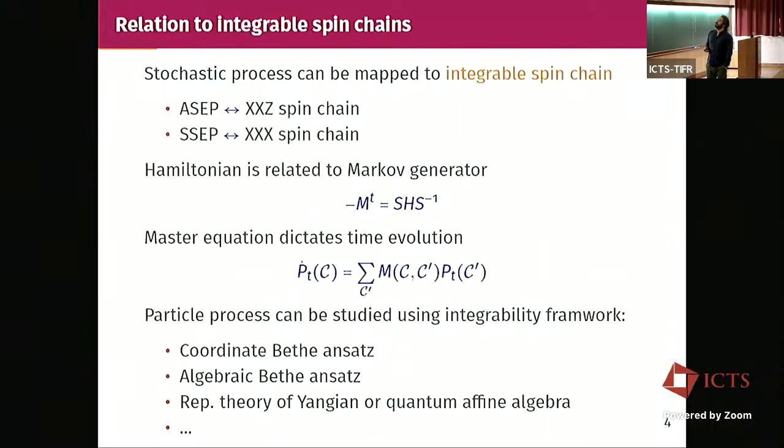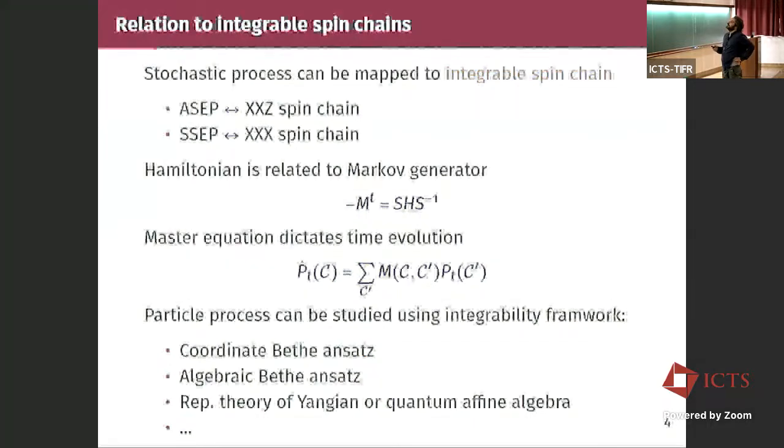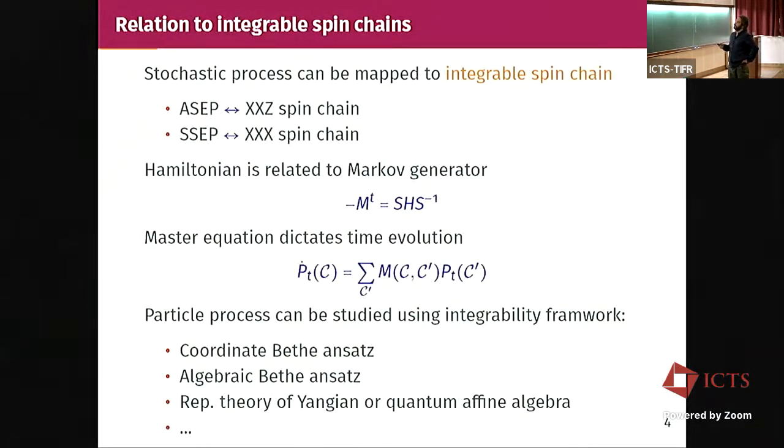Good. So how does this identification work with the XXX and the XXZ spin chain? It's quite easy. The Hamiltonian of the XXZ spin chain is related to the Markov generator on the previous slide, for some particular choice of parameters, just by a similarity transformation. This similarity transformation is slightly non-local and relates to the Markov generator. And then this is the master equation which dictates the time evolution of the probabilities in the configuration at time t of the process. This is then governed by the Markov matrix.